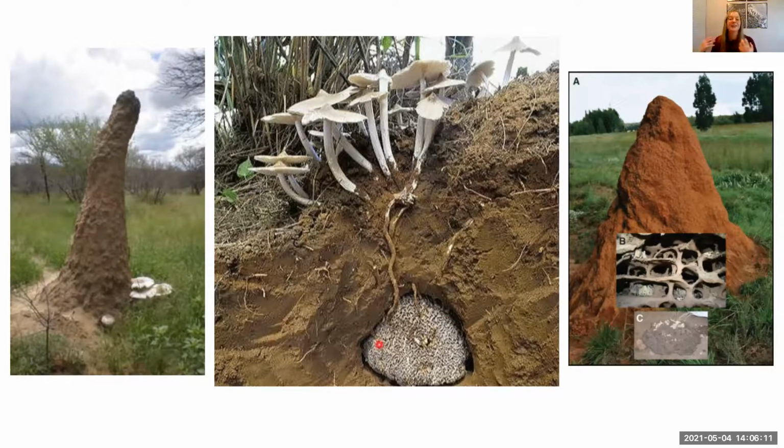And the termites collect woody material. They actually eat it and then they poop it out. It's called pseudo-feces, but they poop it out just for the fungus. And then the fungus eats the wood and they eat the fungus. So 80% of termites don't actually eat wood, they eat fungus and they collect the wood for the fungus. So they're also farming. You can see the little mushrooms here.